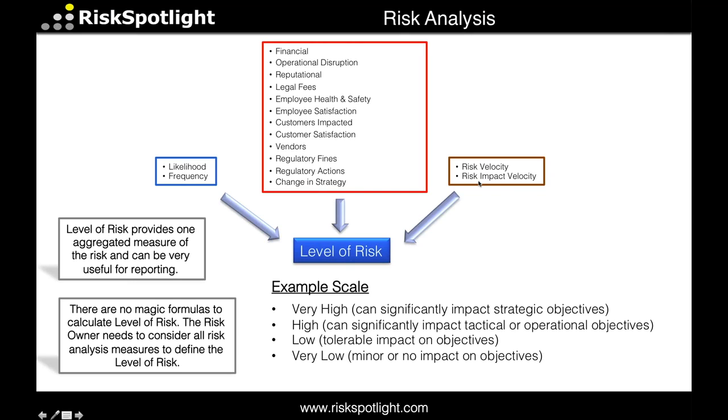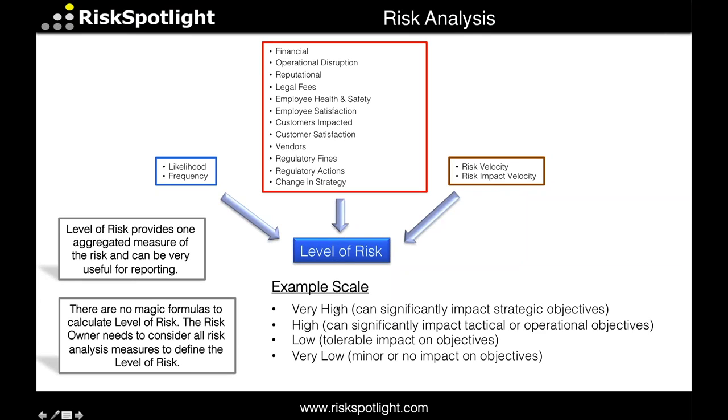So once you have the likelihood or frequency, your impact and your risk velocity, again, you don't have to capture all of those. You can have a subset of what I have there. But the idea of capturing all that information is that you somehow want to get to a level of risk, because with each risk we want to know whether this risk is high, medium, low for our organization, so we can decide whether we need to present that risk to the board or to our senior management. So this is where you combine all that information you collected to arrive at a level of risk scale. And then that level of risk scale, again, an example is very high, high, low, very low.